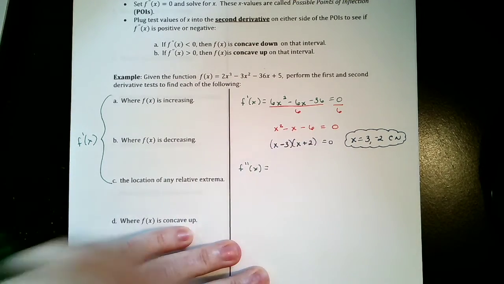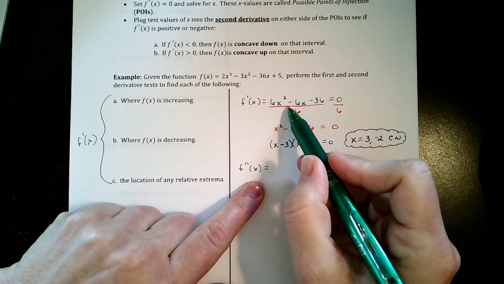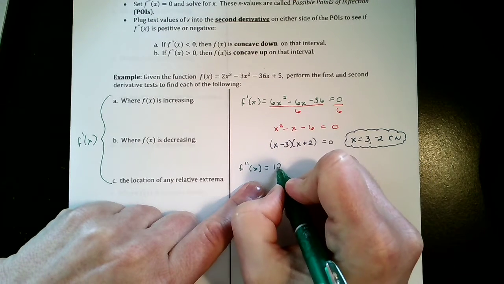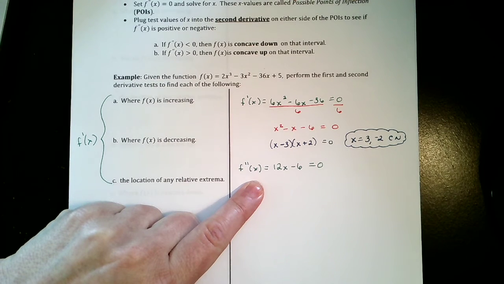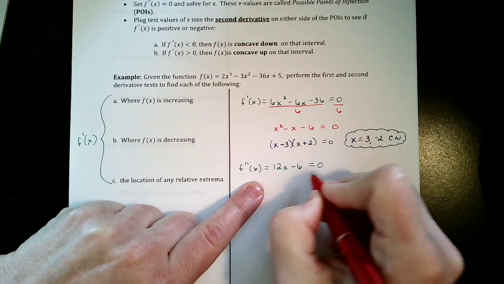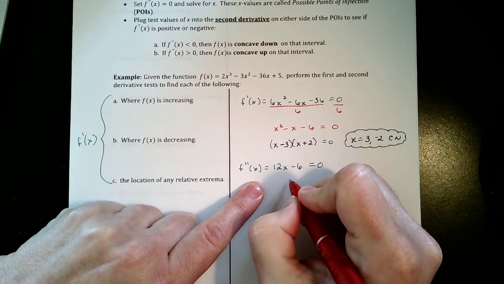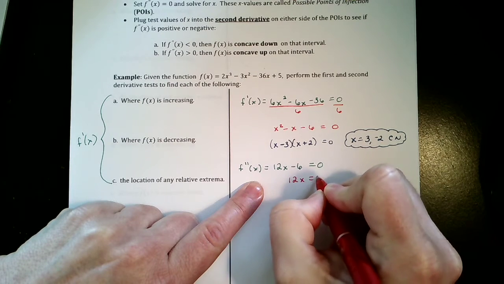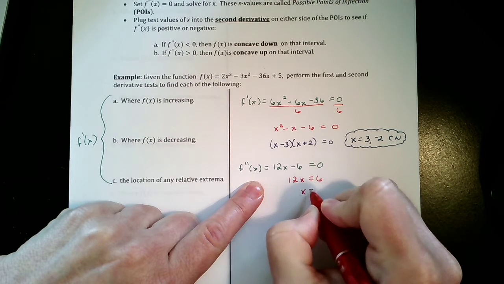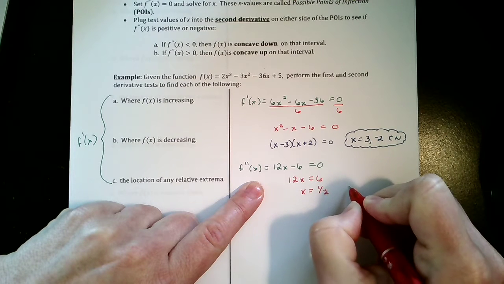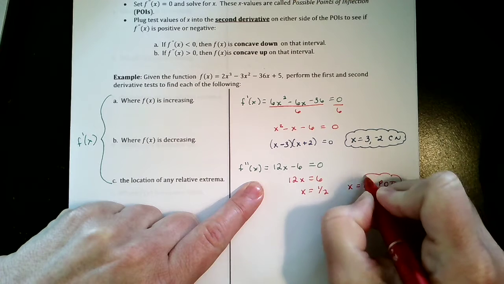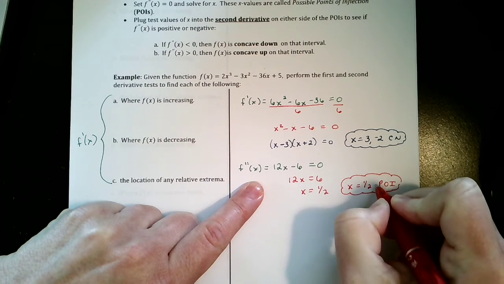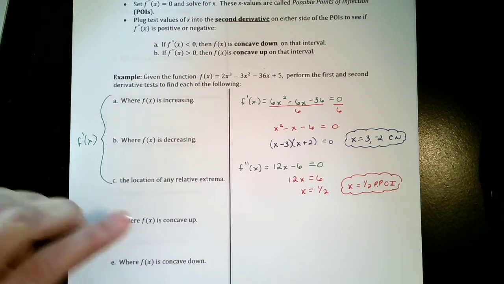Okay, so my second derivative, remember that's the derivative of the derivative, is going to give me 12x minus 6, and I'm going to set that equal to 0. I can take the 6 over to get 12x is equal to 6, and I can divide by 12 to get 1/2. So x equals 1/2 is a possible point of inflection. I should really put a PPOI in there for possible point of inflection.